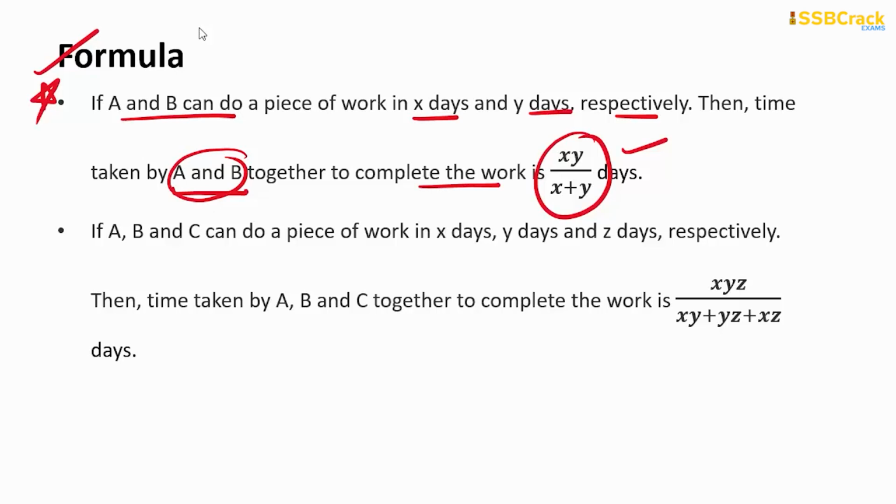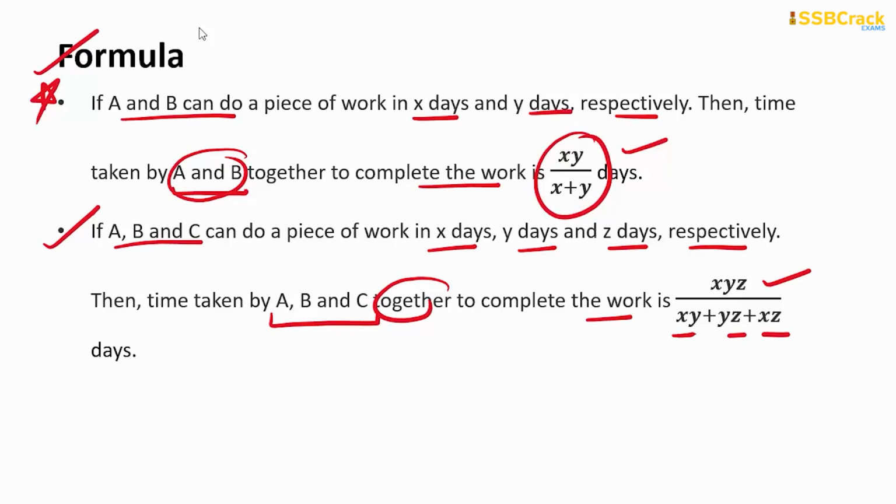Similarly, if there are 3 persons and the alone time of all the 3 persons is given, and we are required to find the time when all the three persons are working together and completing the same work, then we can easily find the time by using this formula. It states that if A, B and C can do a piece of work in X days, Y days and Z days respectively, then the time taken by A plus B plus C together to complete the same work is XYZ upon XY plus YZ plus ZX, right?